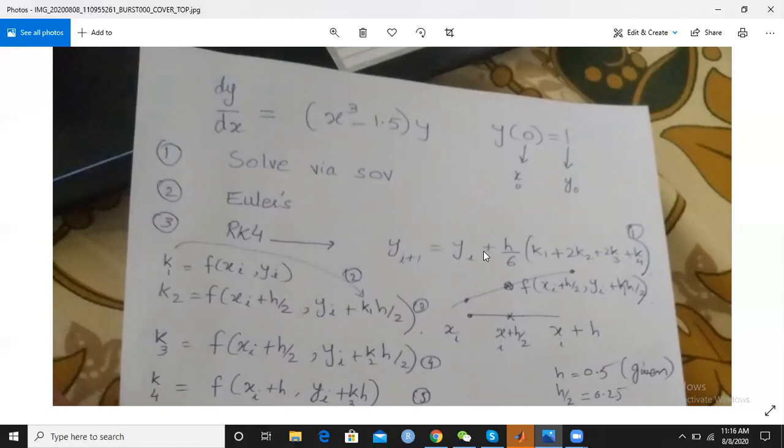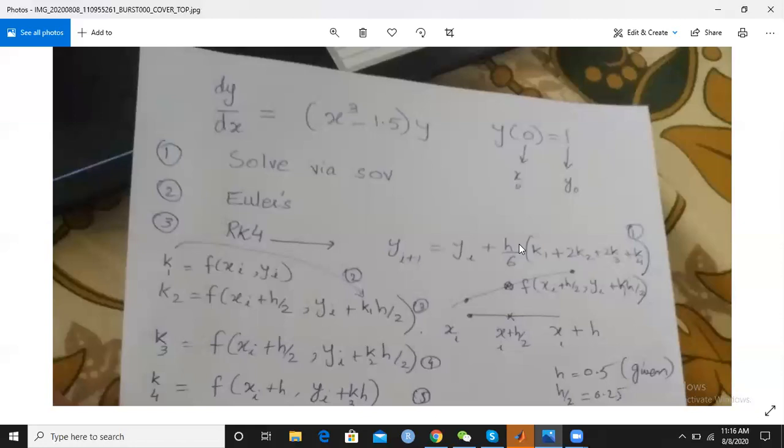y1 is equal to y naught plus h by 6 times k1, 2k2, 2k3 plus k4. So actually you are going from y naught to y1. To achieve that task, we will need k1, k2, k3, k4. Once you are done with y1, you will use y1 and x1 to go to y2, and once you are done with y2 and so on, the process will continue till someone has asked you to stop.